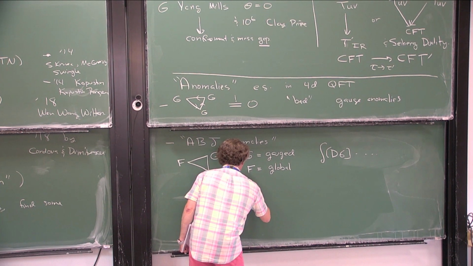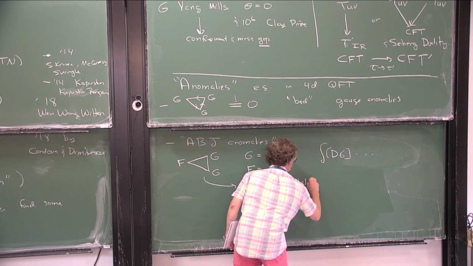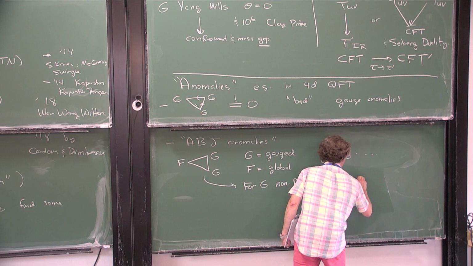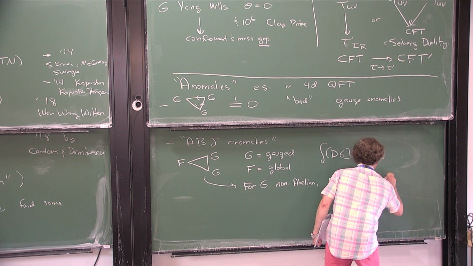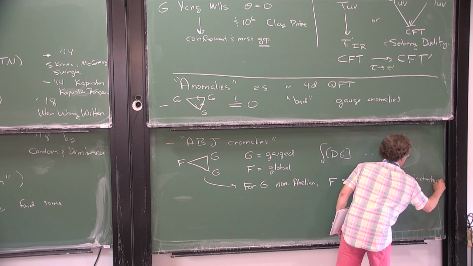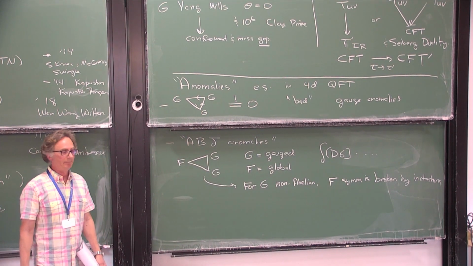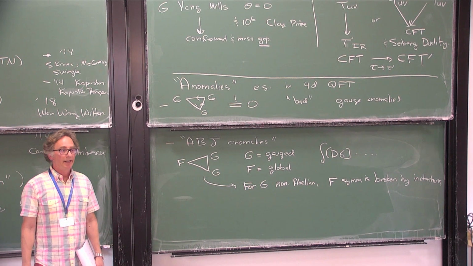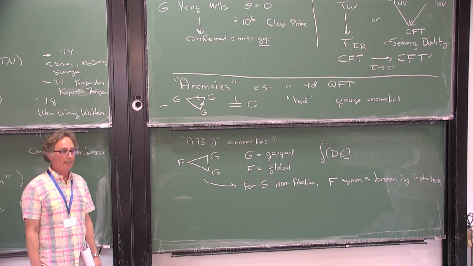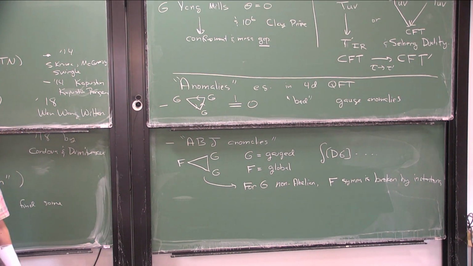And what this does is it tells us that for G non-abelian, the F symmetry is broken by instantons. In fact, Adler, Bell, and Jackiw studied this in like 1969 or something, and it was right around the same time as the Atiyah-Singer papers on the index theorem for the Dirac operator, and it's basically the same thing in a way.